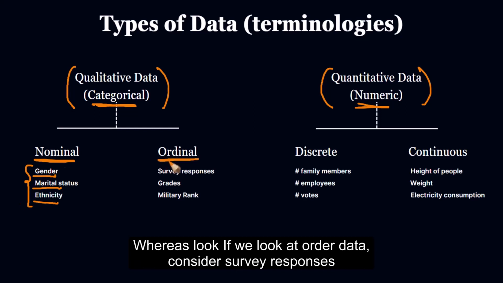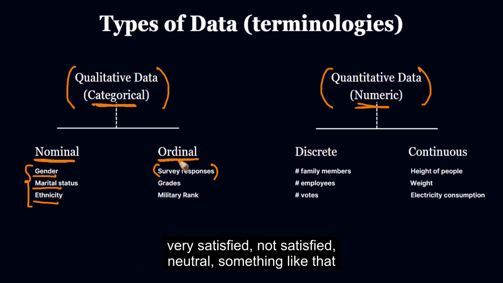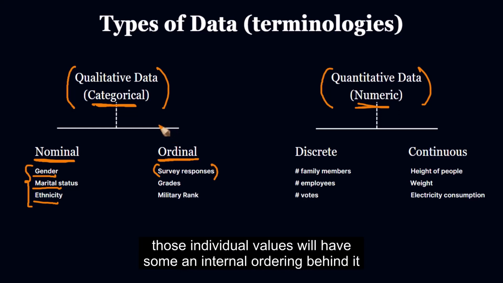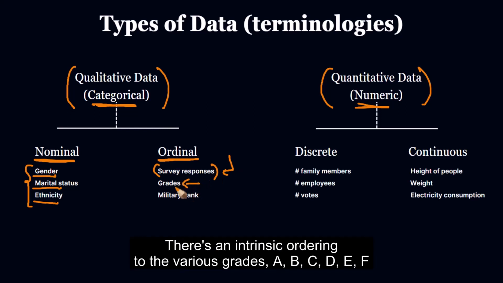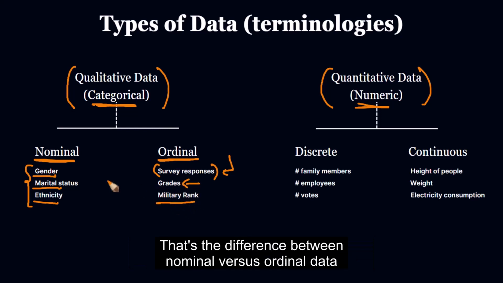Whereas, look at ordinal data. Consider survey responses. It may have values such as satisfied, very satisfied, not satisfied, neutral. Those individual values will have some sort of internal ordering behind them. Same goes for grades. There's an intrinsic ordering to the various grades A, B, C, D, E, F. Same goes for military rank. So that's the difference between nominal versus ordinal data.